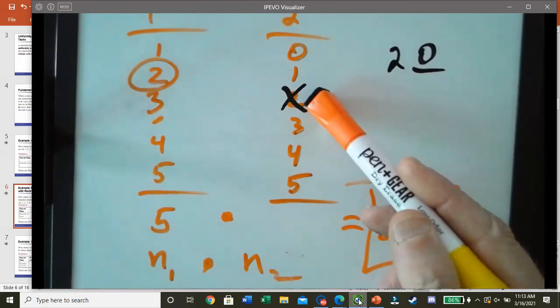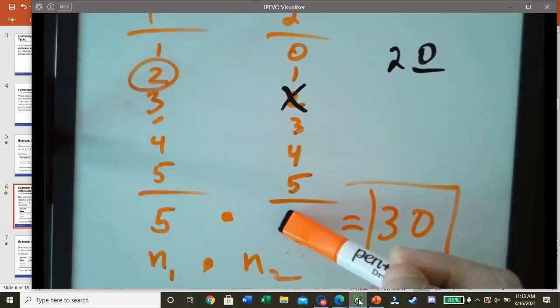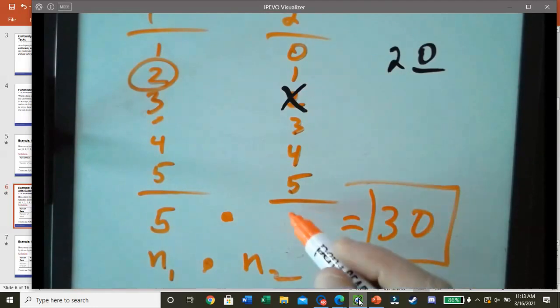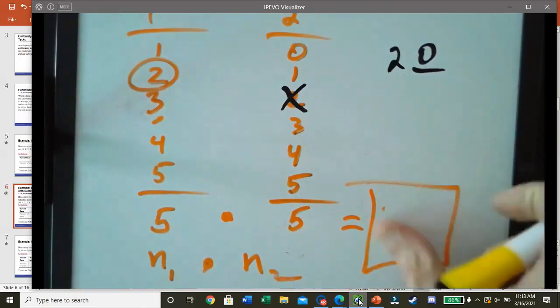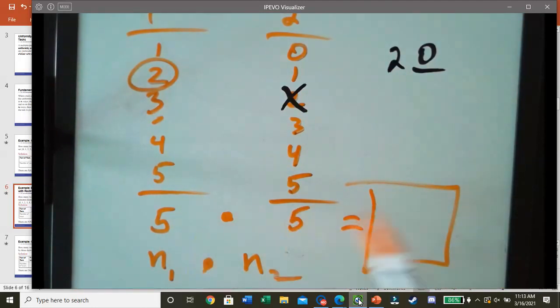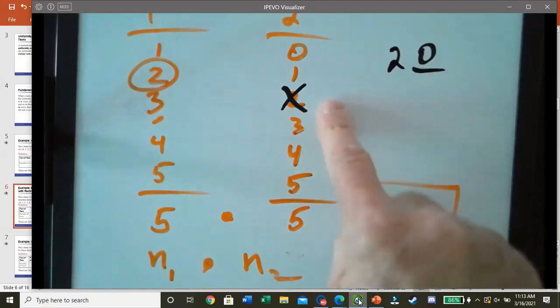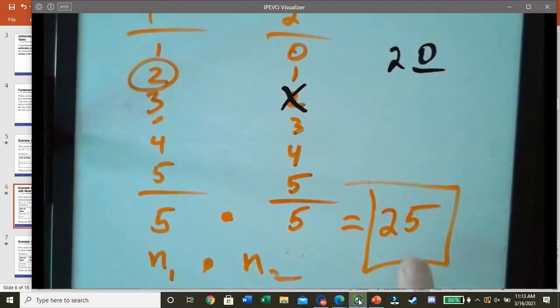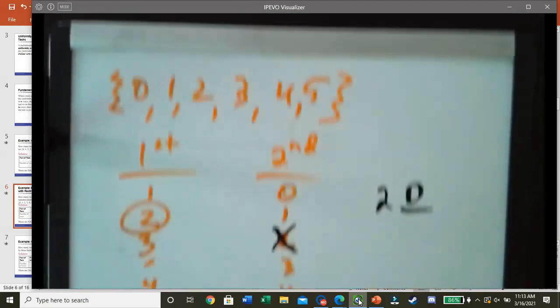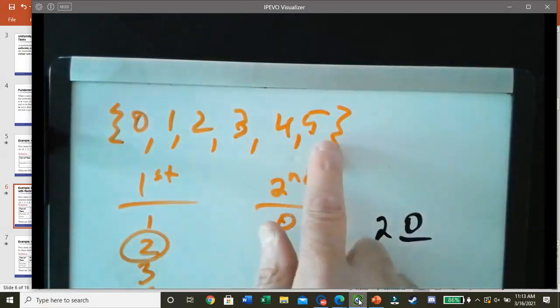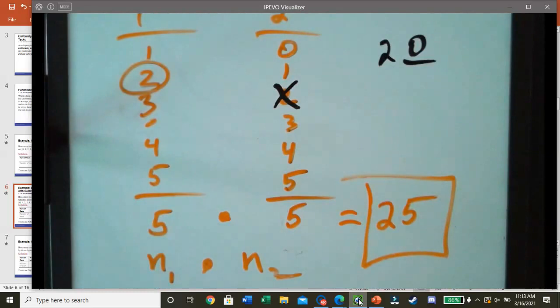If we can't repeat one of them, it's not 6. That means it would have to be 5, right? So therefore, 5 times 5 would be 25. So that would mean that it cannot repeat. Then we can only have 25 different ways to arrange 2-digit numbers in the set 0, 1, 2, 3, 4, 5. Okay. All right. Any questions with that? All right.